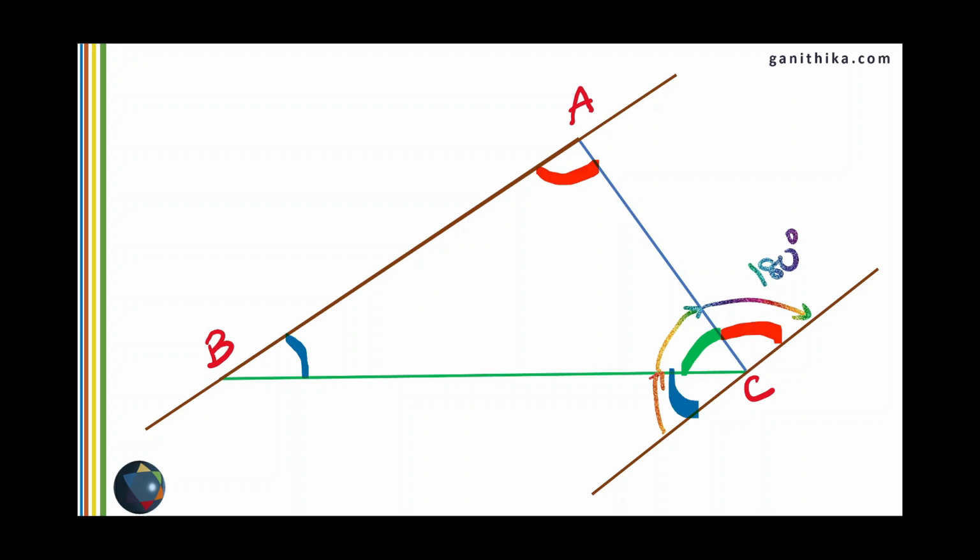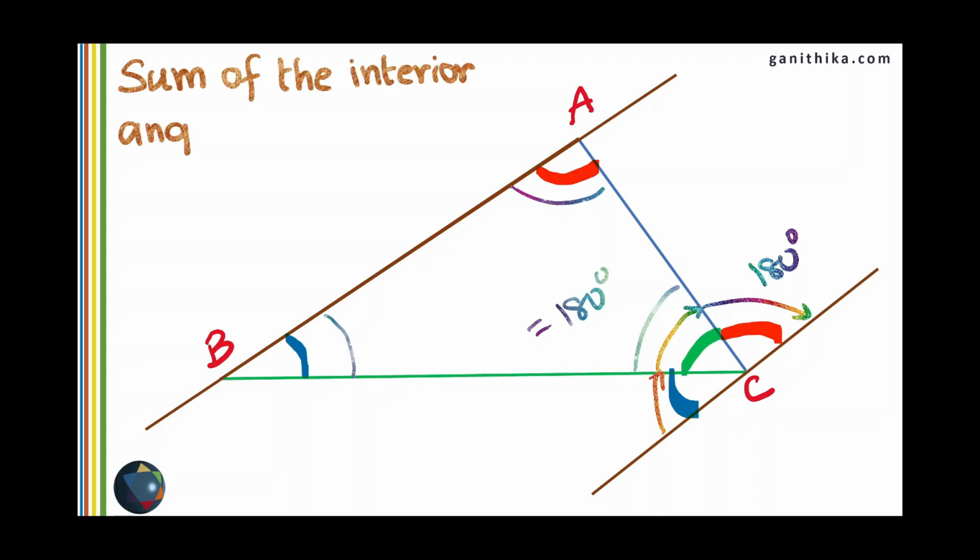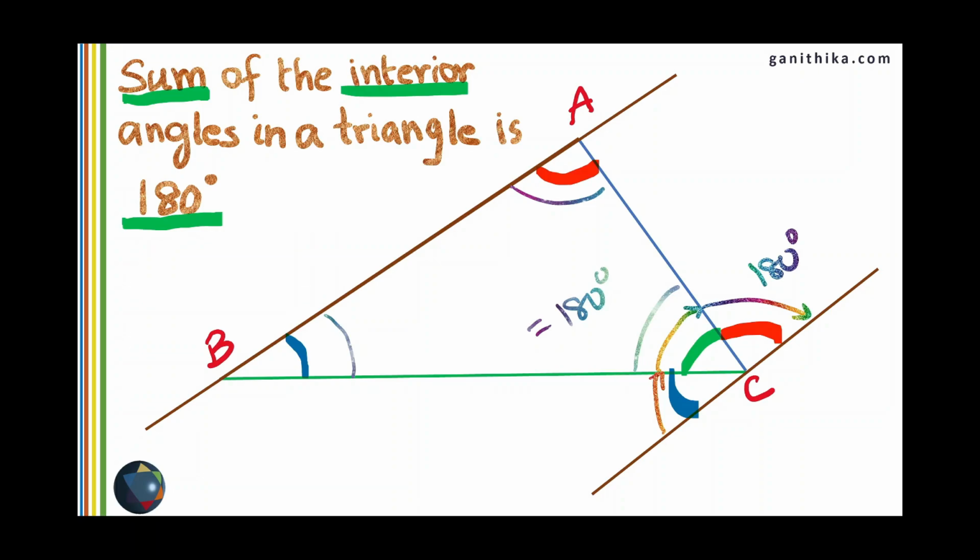Therefore, I have the blue angle plus the green angle plus the red angle around C to be equal to 180 degrees. But alternatively, I can have the blue angle, red angle and the green angle within the triangle also. Therefore, the angles within the triangle add up to 180 degrees. Therefore, sum of the interior angles in a triangle is 180 degrees.